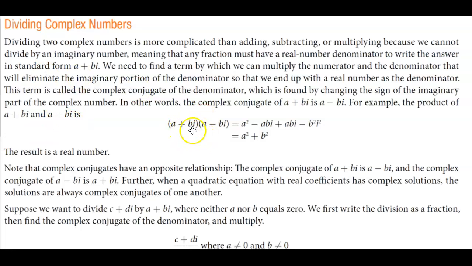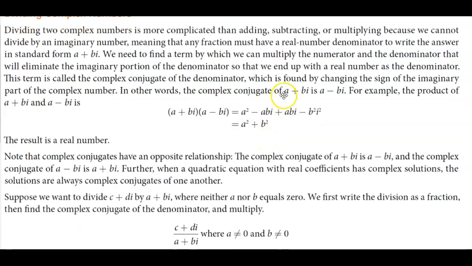If we take a plus bi and multiply it by a minus bi, if we multiply the first two terms, we get a squared. Multiply the outer terms, we get negative abi. If we multiply the inner terms, we get plus abi. And if we multiply the last terms, we get minus b squared i squared. And if you notice, the two middle terms are opposite, so we eliminate those, so we don't have the i terms there. And remember that i squared is negative 1. So that negative 1 times that negative makes us a positive, so we get a squared plus b squared. So the result is a real number.